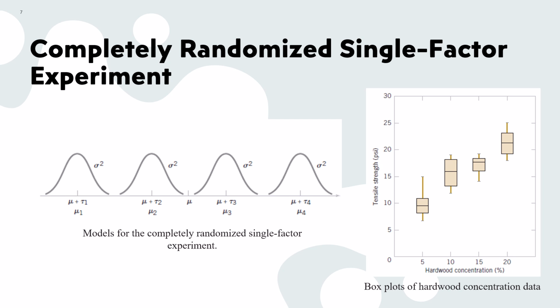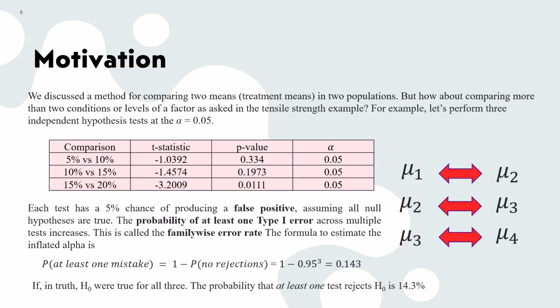So, let's just run a series of t-tests, where we test tensile strength of 5% wood concentration versus 10%, 10% versus 15%, and 15% versus 20%. When comparing two groups, like 5% versus 10% hardwood concentrations, we use a t-test to check if the difference in means is statistically significant. Each t-test has a 5% chance, alpha of 0.05, of making a mistake, a type 1 error, by saying there's a difference when there really isn't one.